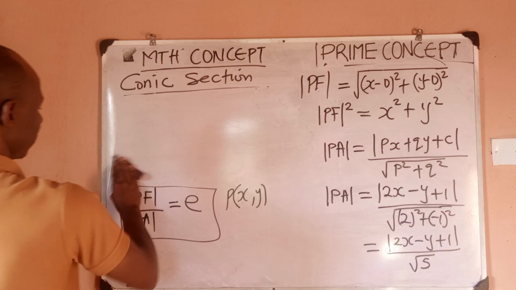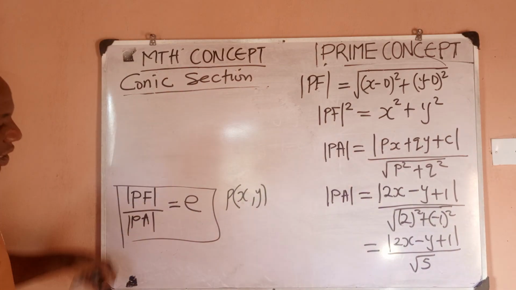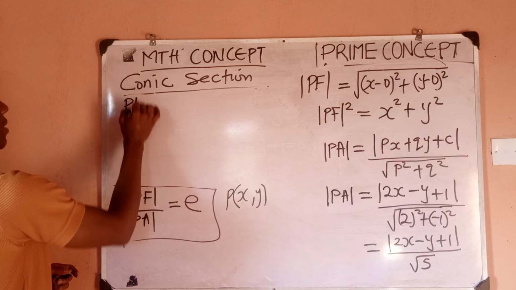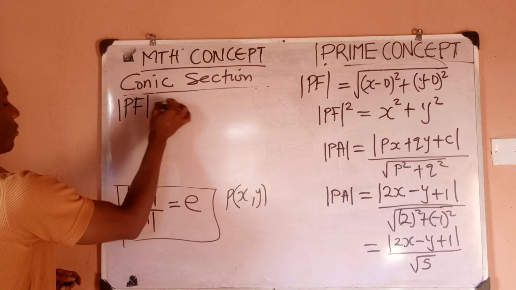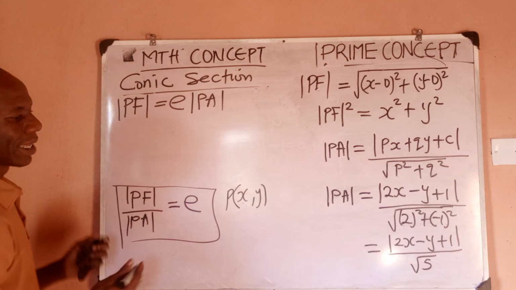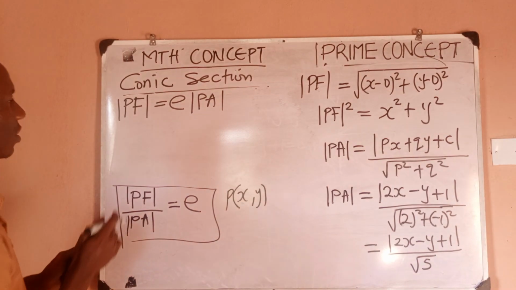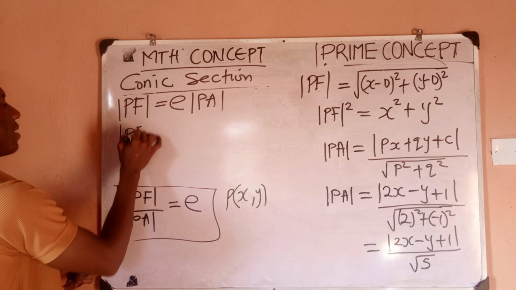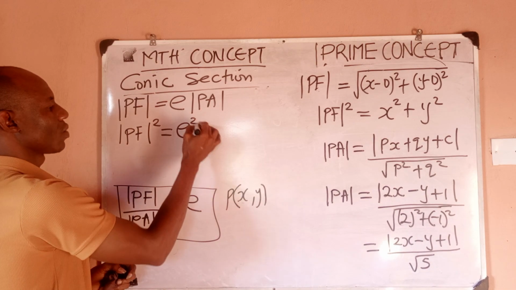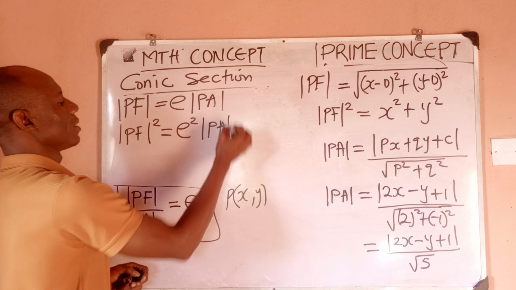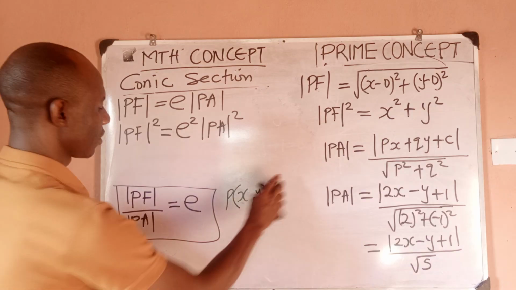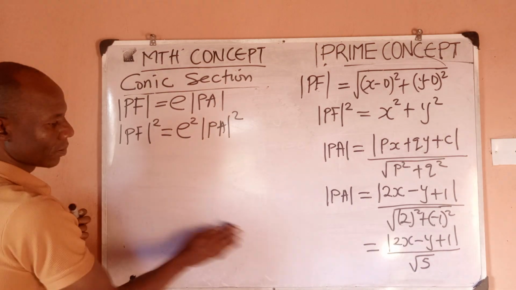Now from this relationship, we can actually say, I would cross multiply. We can say that PF would be equal to E times PA. We can say this. And to simplify the problem for us, we can still say that PF squared, if I square through this, would be equal to E squared PA squared. So this is also true. Why am I doing that? So that I can eliminate square roots. That is why I'm doing that.